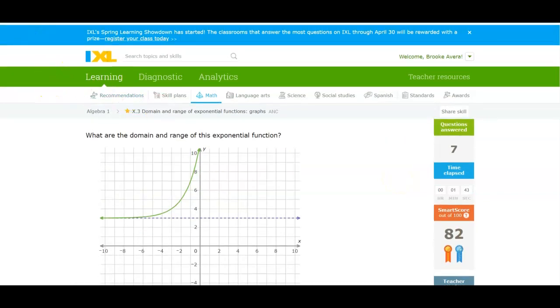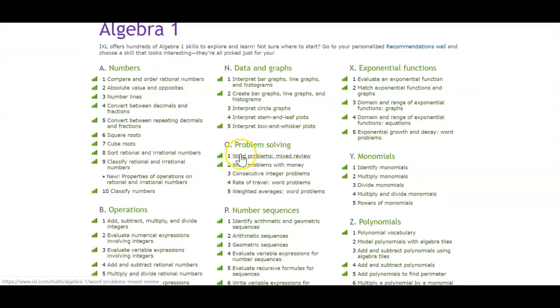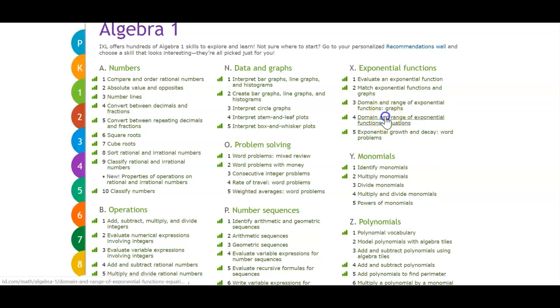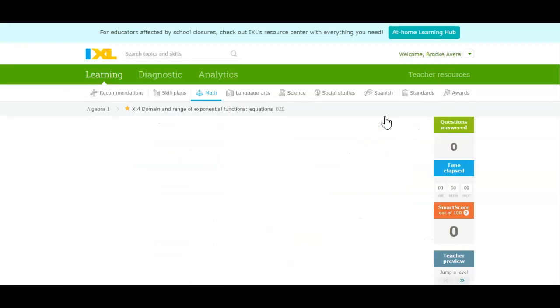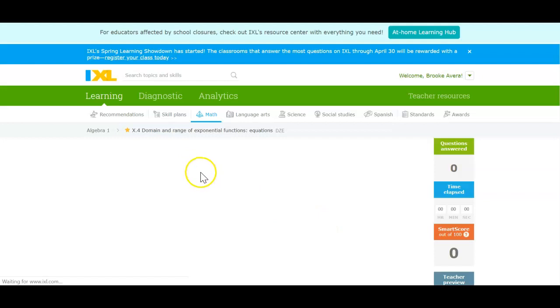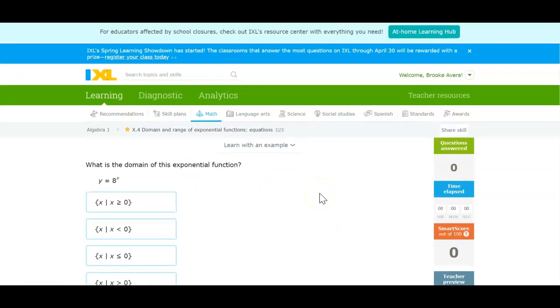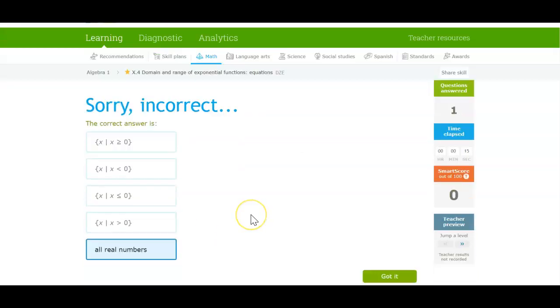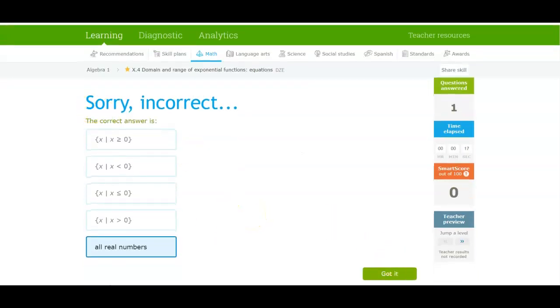The other one you're going to do is x dot 4, which is the same thing except it's a function instead of a graph. So we're not looking at a picture anymore. We are just looking at the asymptote. So we're looking for c. If there isn't a c, we know that that is 0. So it's positive, which means it's greater than the asymptote. Oh, sorry, that was domain.